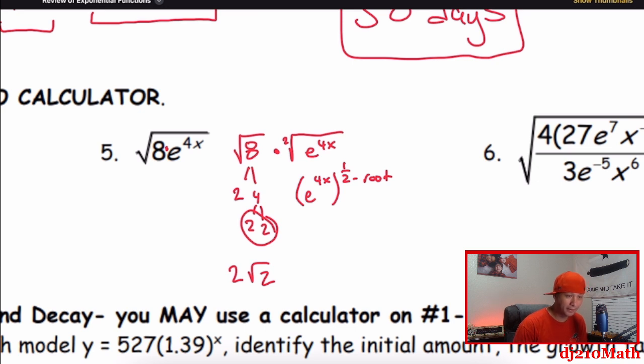Now we can apply the exponent rules. When you have a power raised to a power, you multiply. So 4 times 1/2. So e, 4 times 1/2 is 2x. So I think that's the simplified version. I don't think it gets any simpler than that.